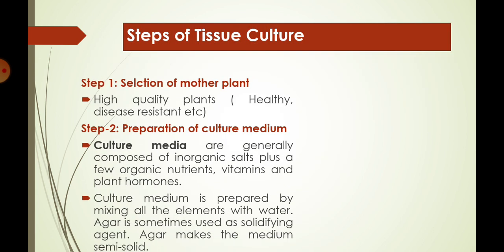Tissue culture is a continuous process, and it is done in many steps. Let's know about the steps in the tissue culture process. Step 1 is selection of a mother plant.